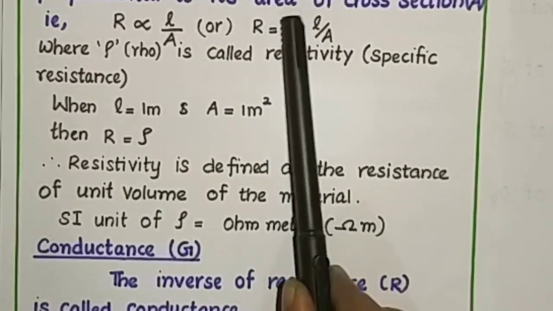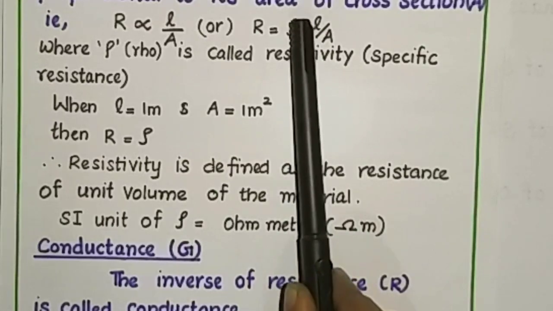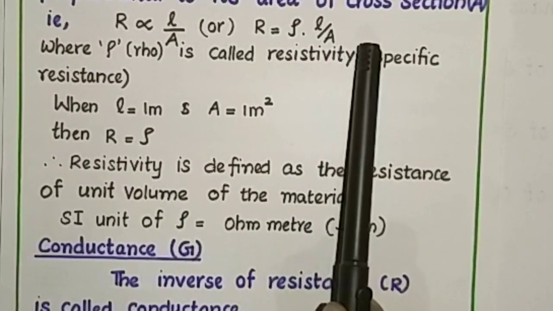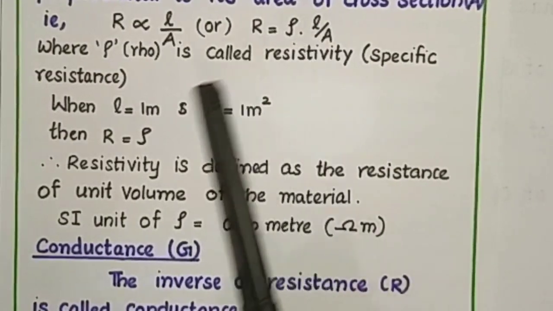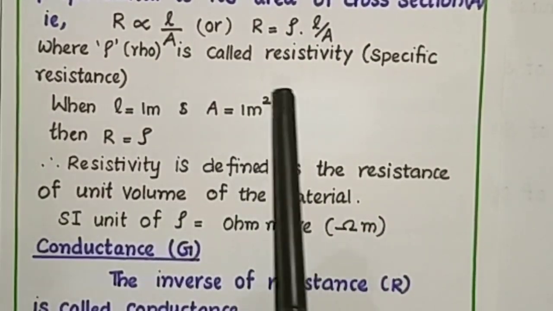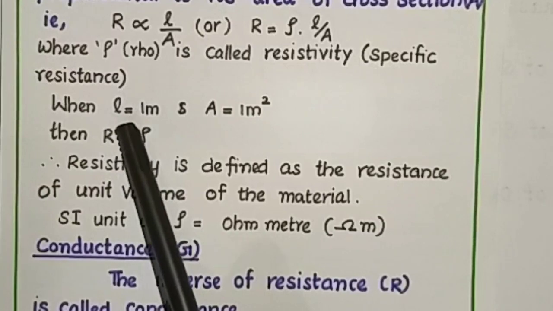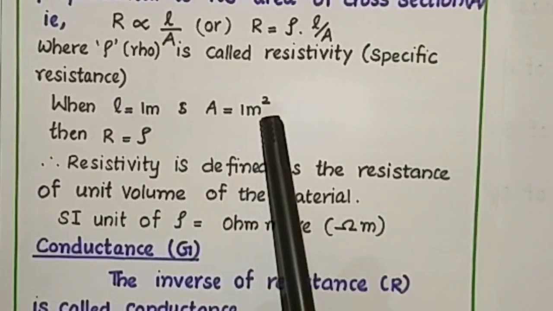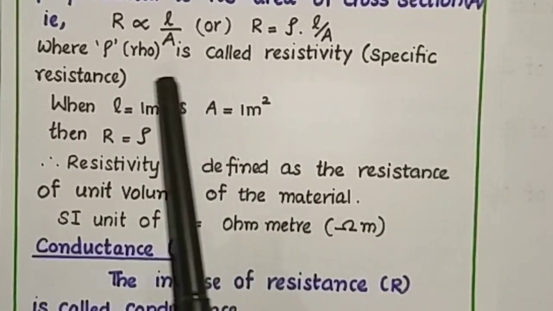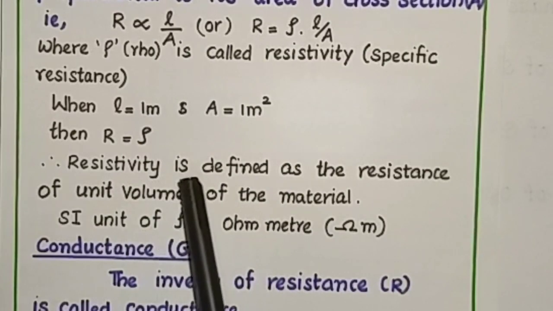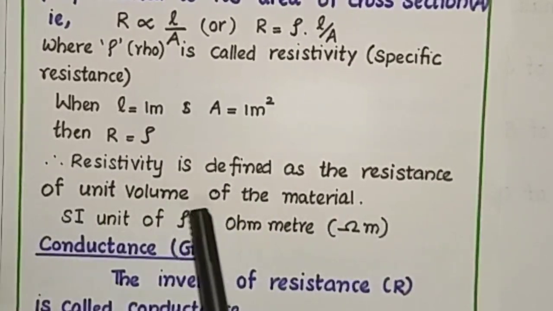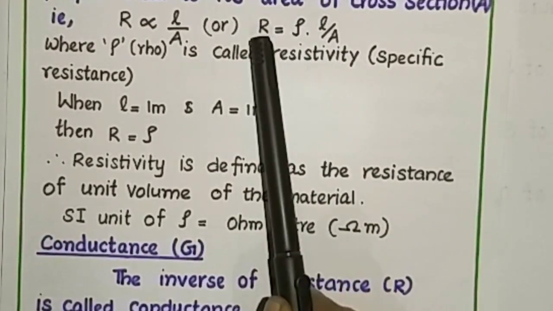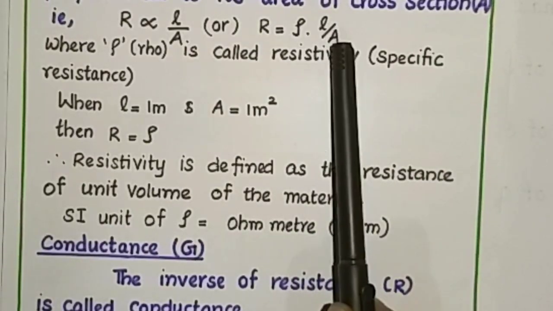Then rho or resistivity can be defined as the resistance when L is 1 meter and A is 1 meter square. This is taken as unit volume. Length into breadth into height is volume, so length into area is also considered as volume. So all values are unity, and resistivity is defined as the resistance of unit volume of the material.